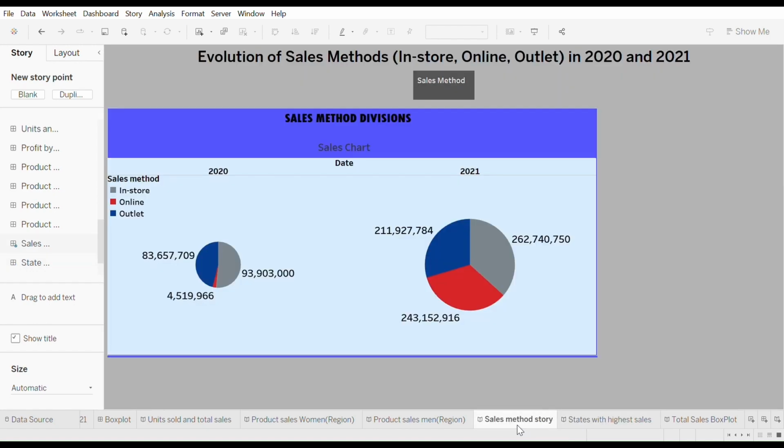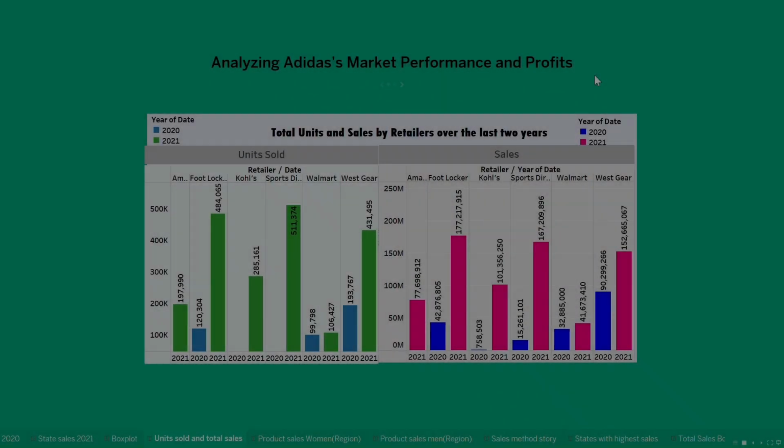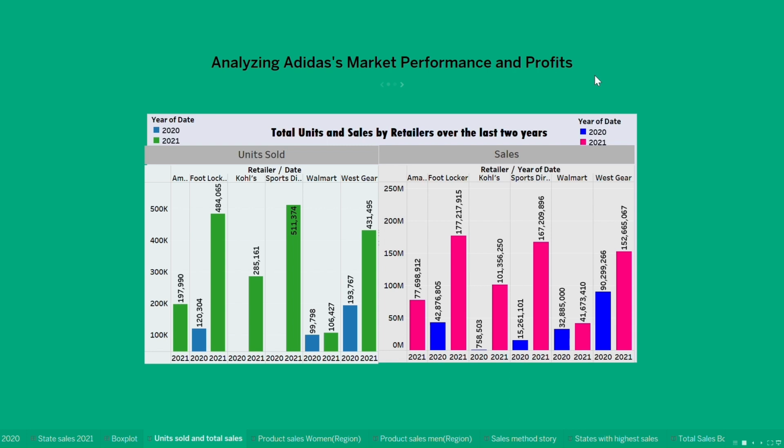So now I'll just go straight into the storytelling and describe my data to you. We know Adidas is a global sportswear brand which closely monitors its sales and units across retailers to help them understand the market trend and consumer behavior. The purpose of this analysis is to provide valuable insights into Adidas's market performance during the challenging years of 2020 and 2021, notably the impact of COVID-19.